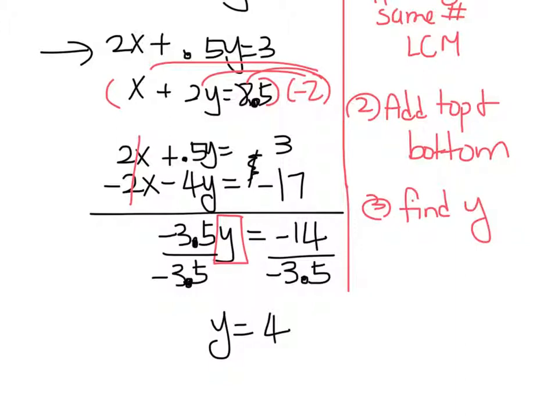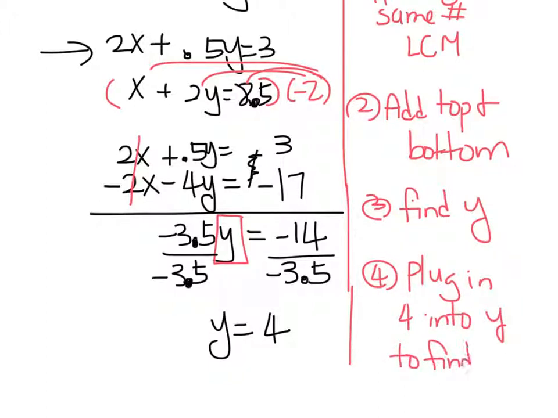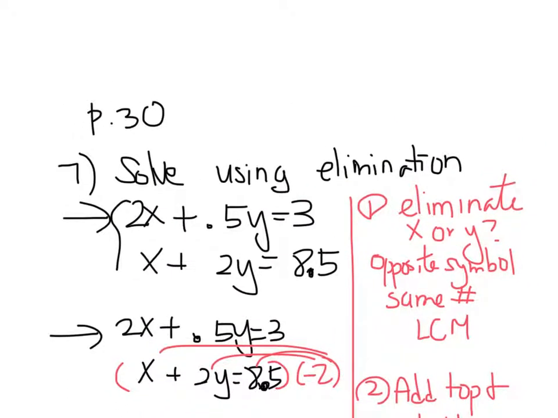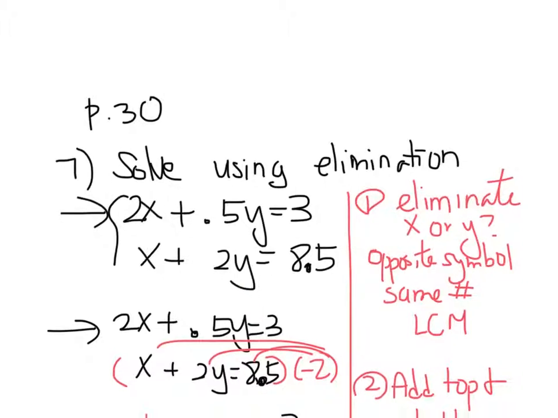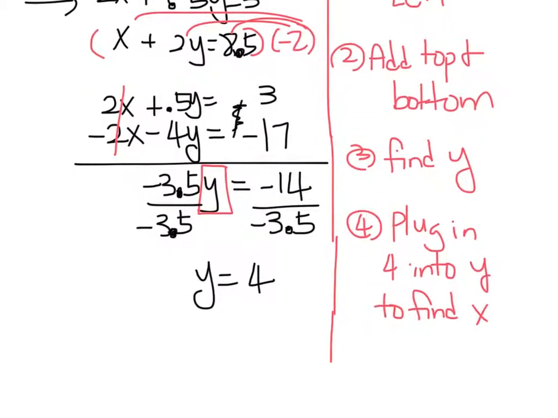Now that we know what y is equal to, how are you going to find the x? We're going to plug in 4 for y to find x. In order to do that, we got to pick an equation. And it does not matter which equation we decide to pick. So let's go back to the original question. Do you like the first one or the second one? Second one, okay, so I'll just do the second one just because you like the second one. It does not even matter which equation you decide to use.